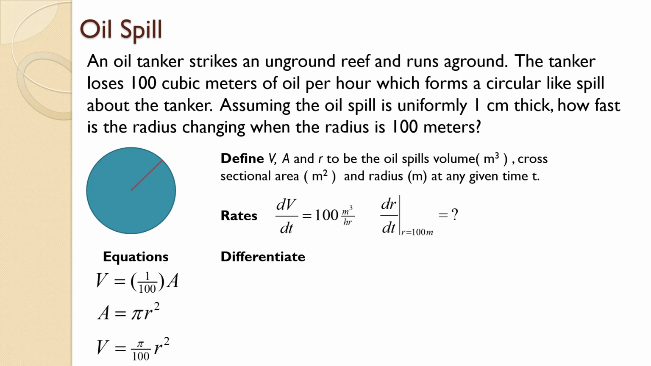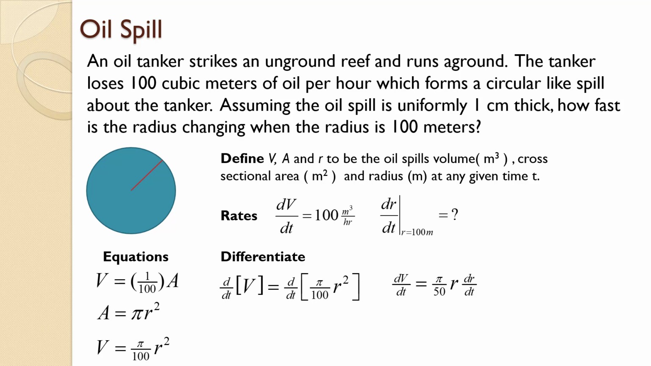Now that I have that equation, I'll differentiate each side in terms of time, because that volume of oil is changing in time, and the radius is also obviously changing in time. So doing that differentiation, doing it implicitly, will give us this. The rate of change of the volume in time is equal to pi over 50 times the radius times the rate of change of the radius in time.